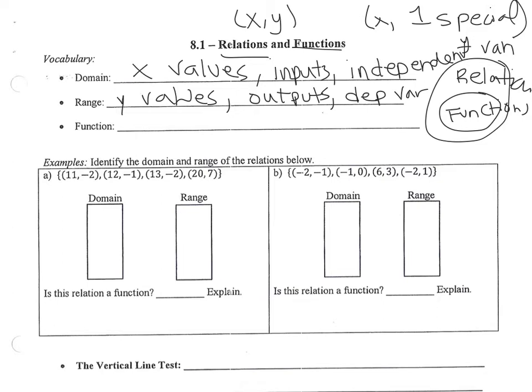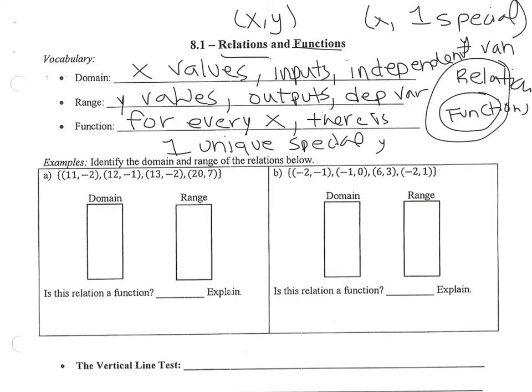And then a function is a special type of relationship such that for every x there is one unique, a special y. So which makes something special or unique? It's the only one. So I'll show you with examples that are coming up.